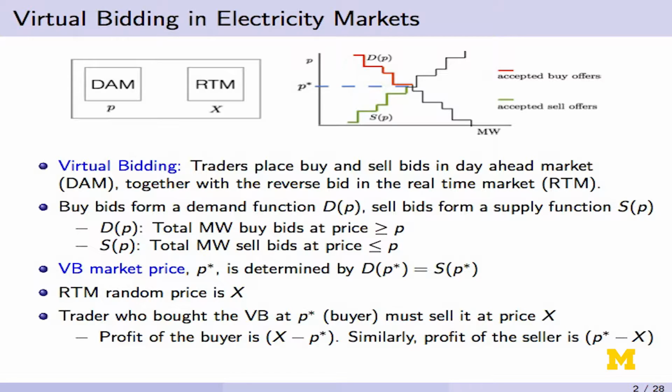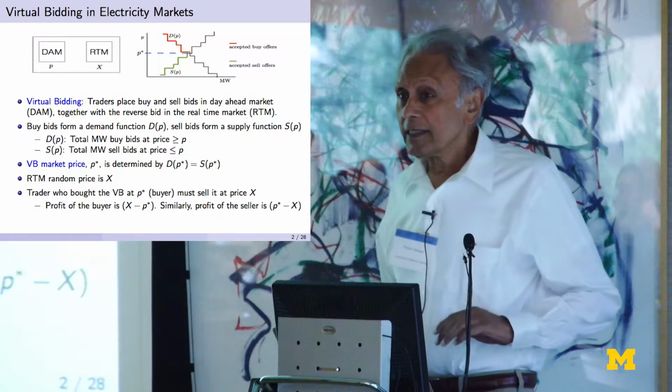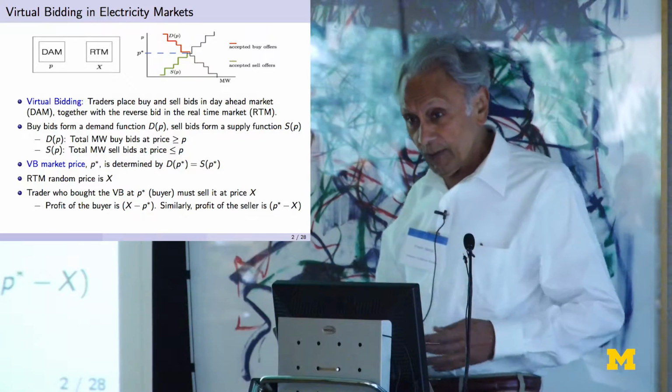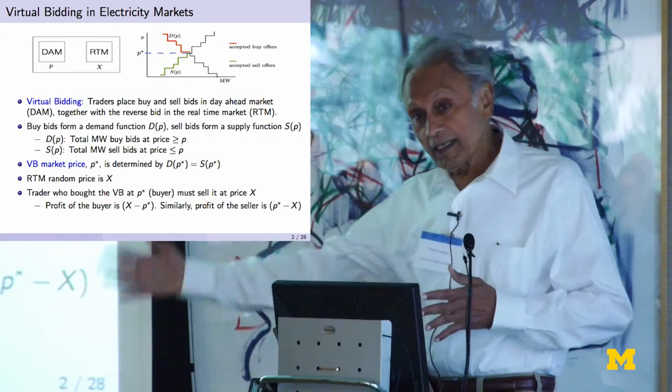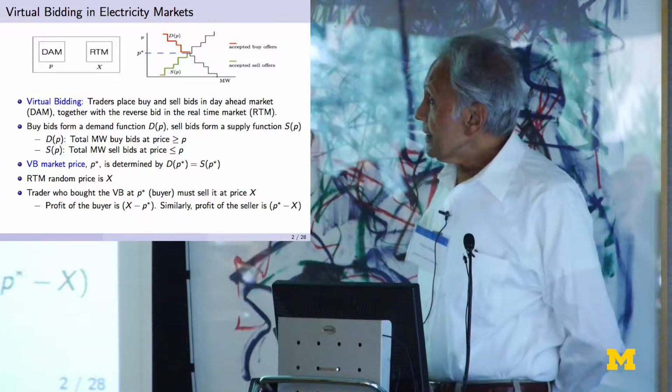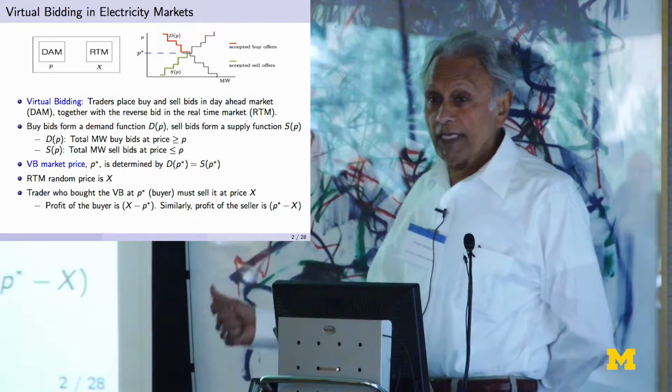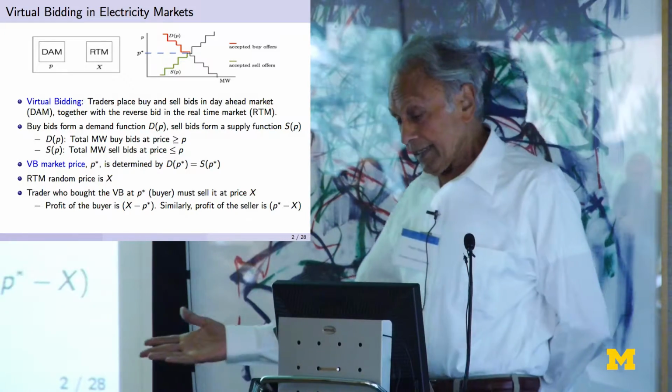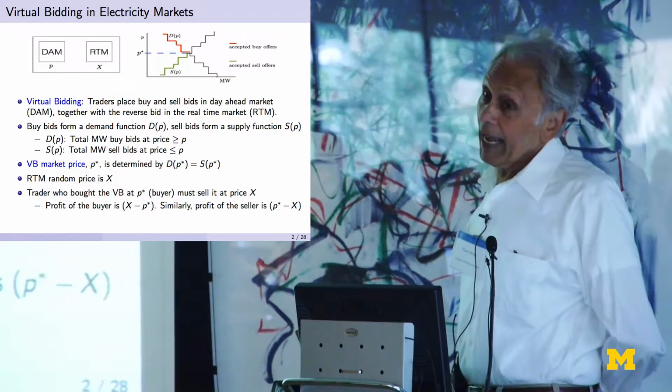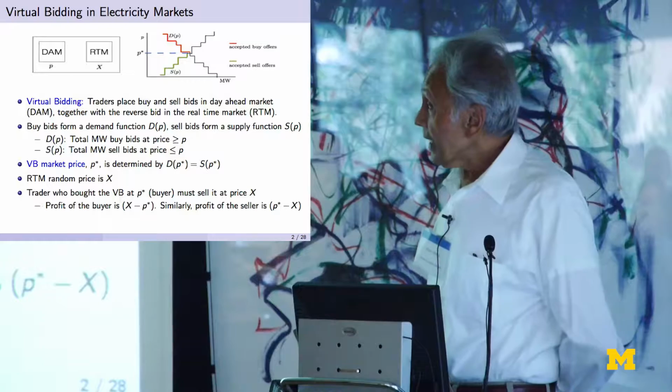A practical example that we've been working on for some time now is in the electricity market, something called virtual bidding, that you may or may not know. It doesn't matter, I'll explain that. In the electricity market, there are two markets. There's a day-ahead market. That's a forward market, about 24 hours in advance. You buy or sell power to be delivered the next day, and the price of that will be P. And there's a real-time market, which is at the time when the electricity is delivered. That's a random price. You don't know it the day ahead, and that's called X.